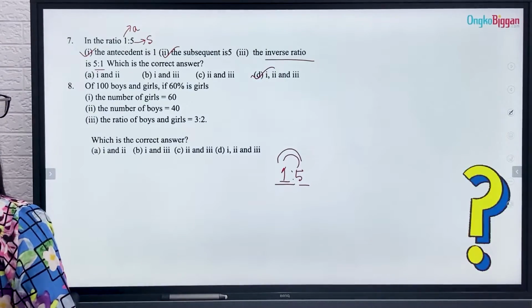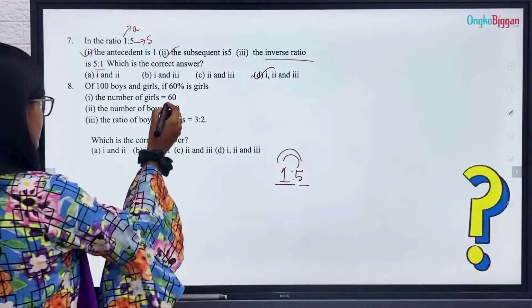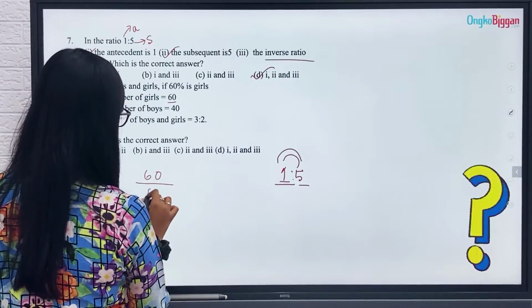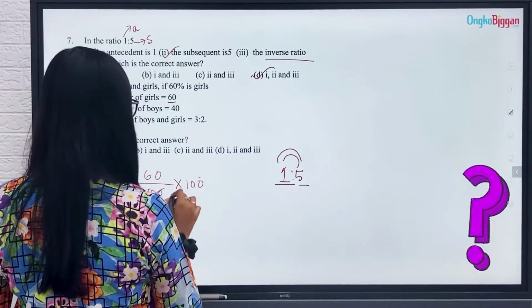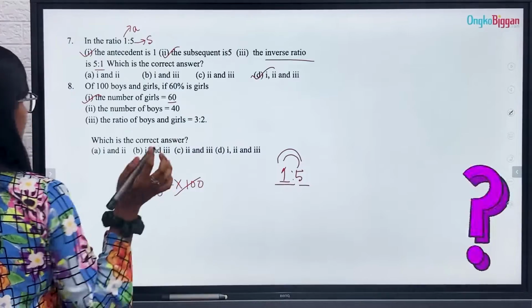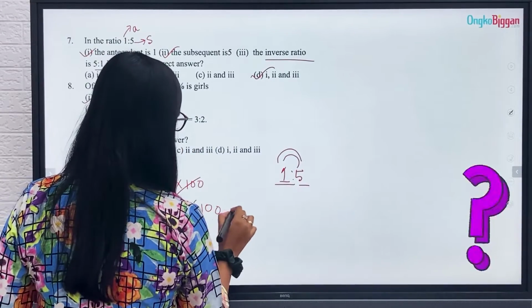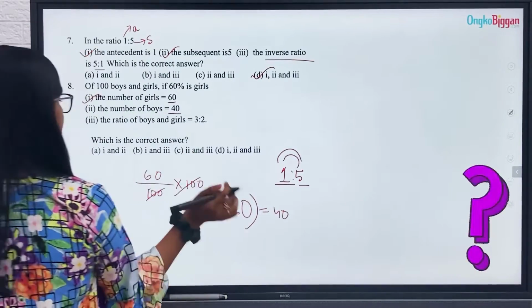Of 100 boys and girls, if 60% is girls, the number of girls is 60, which is correct, because 60% means 60 by 100 of 100. So we are getting actually 60 back. So the number of girls must be 60. The number of boys will be 100 minus 60, that is equal to 40. So yes, it is 40.